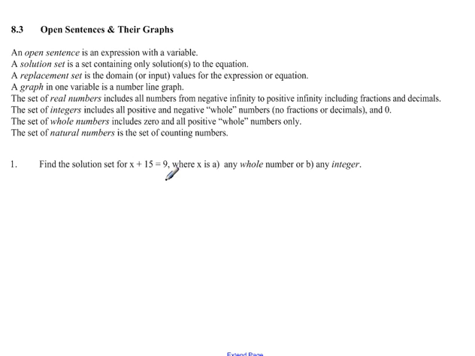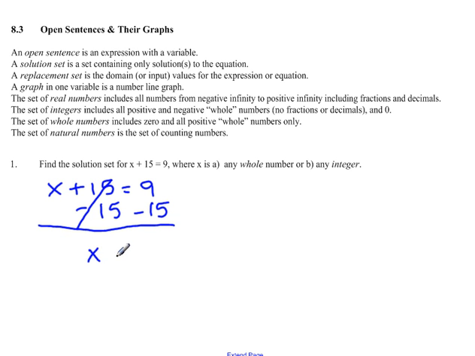Alright, for every problem you're going to start the same. We're going to begin by solving the equation. And I've just picked easy equations for the lesson, but your equations on your test could be any type of equation. So we'll subtract 15. Yep, my pen didn't want to write. There we go. That cancels, and I get x equals 9 minus 15 is negative 6.